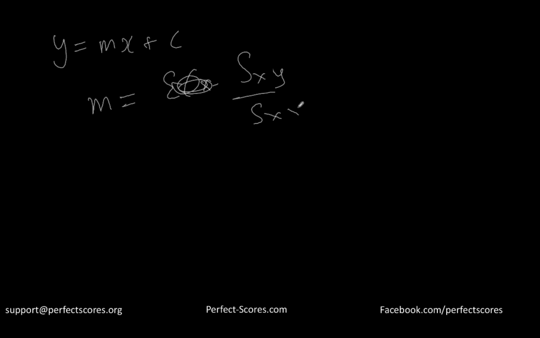So I'll just summarize all the things here. If you have a regression analysis of y is equal to mx plus c, m is equal to s of xy over s of xx, and c is equal to y bar minus m x bar. Fine. So I hope you understood this point here, guys.